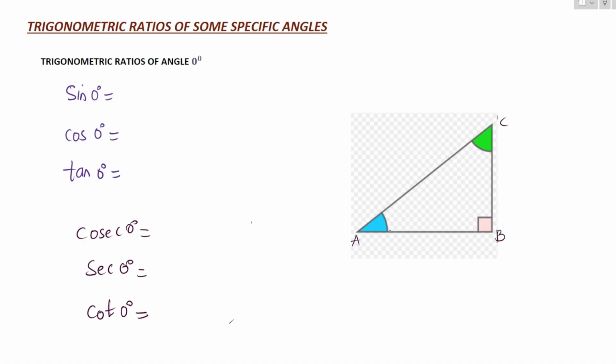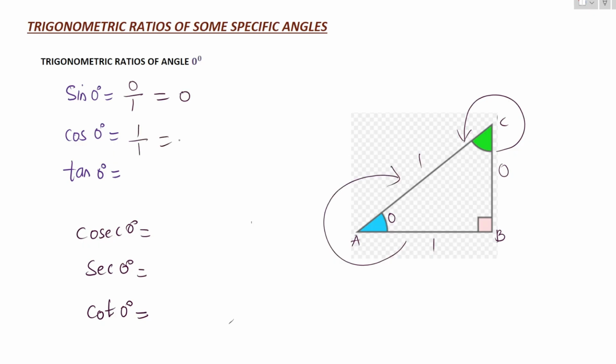Therefore, just remember to take side opposite to 0 degree as 0 and the adjacent and hypotenuse as 1, 1. Then sin 0 degree will be equal to opposite by hypotenuse, 0 by 1, is equal to 0. Cos 0 degree is equal to adjacent by hypotenuse, 1 by 1, is equal to 1, and tan 0 degree is equal to 0 by 1, is equal to 0.